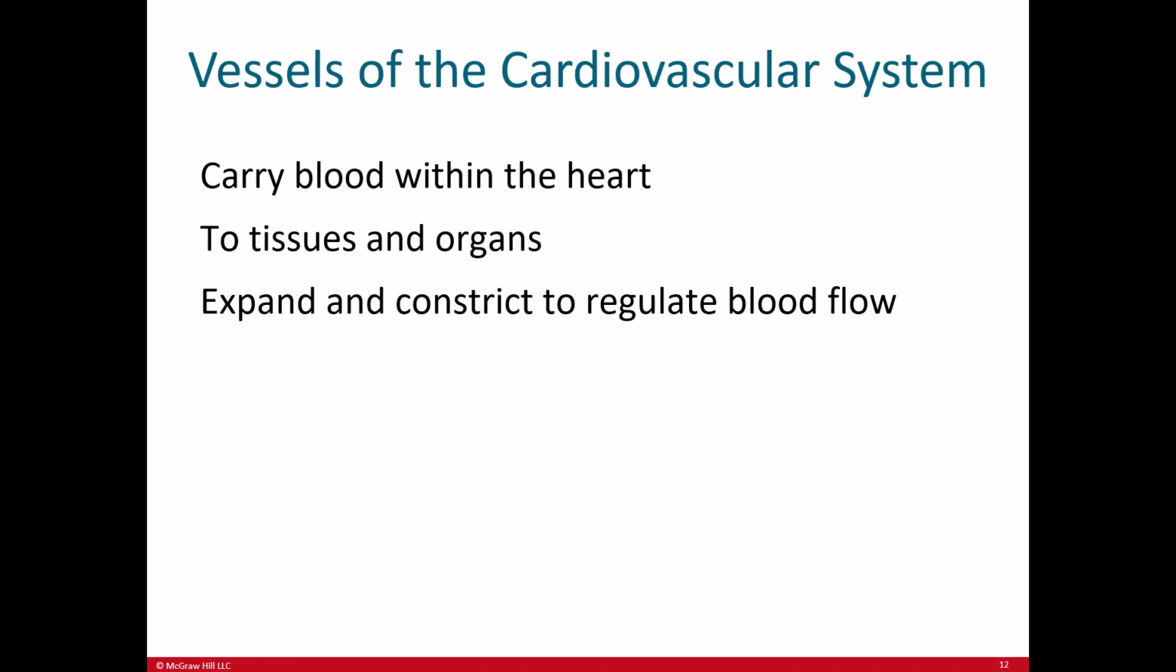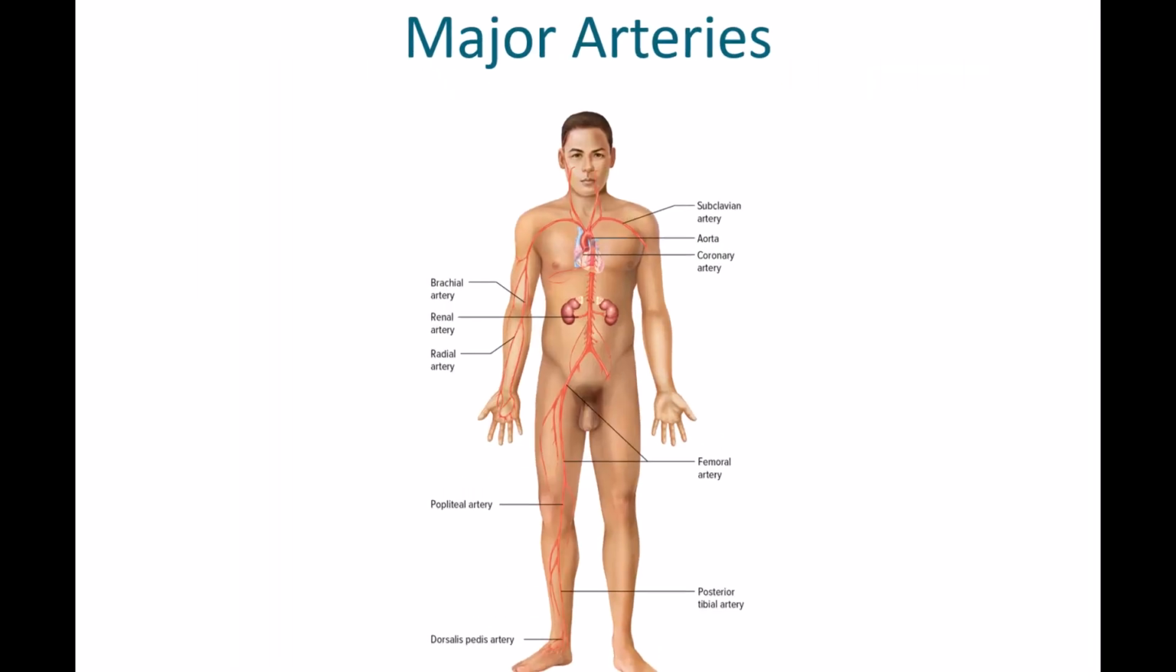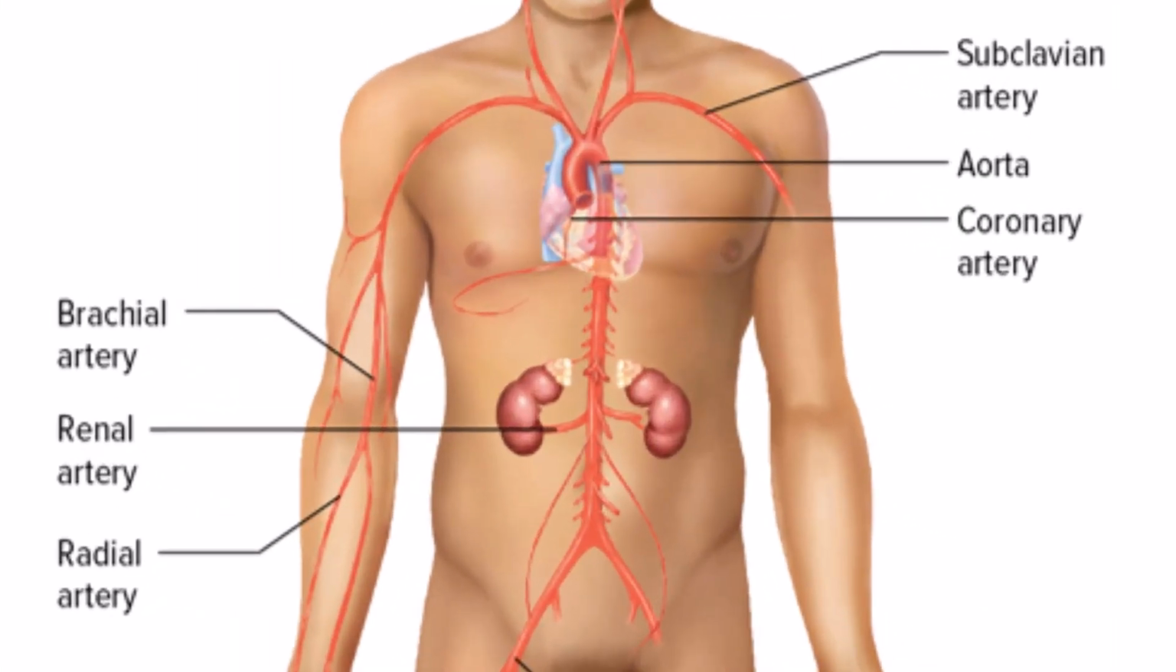Vessels of the cardiovascular system carry blood within the heart to the tissues and organs, and they also expand and constrict to regulate blood flow. Let's look at some major arteries here. We're going to start at the top and work our way down. First, we have the subclavian artery, the aorta, which is the size of a garden hose, it's actually quite large, the coronary artery. Then we're going to move over to the brachial artery, which, remember, brachy means arm.